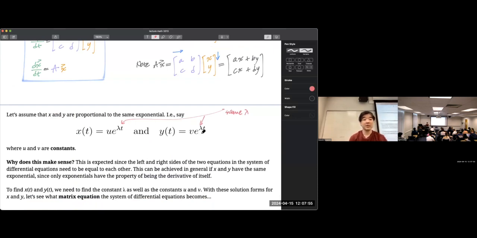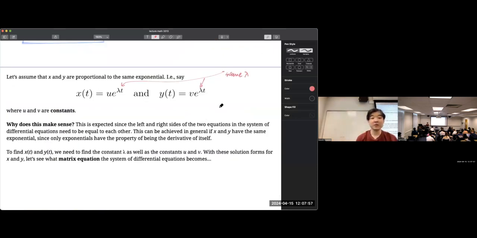So that's basically this paragraph explaining why we should expect this to be the right solution form. But we have three unknowns. We have u, v, and lambda.